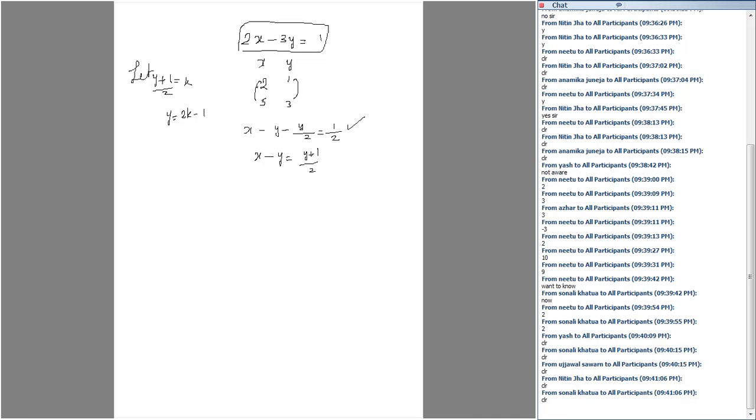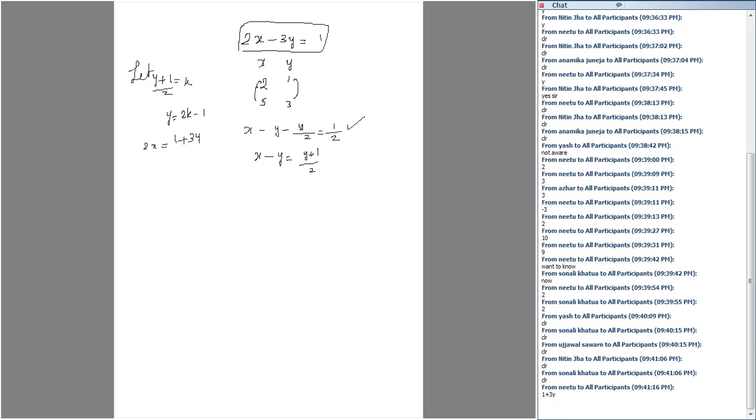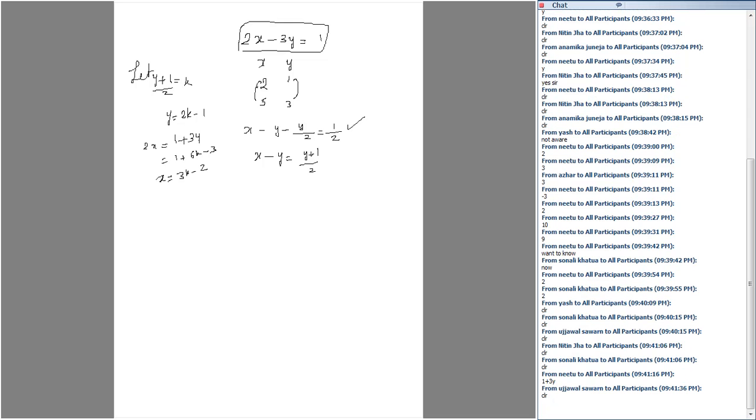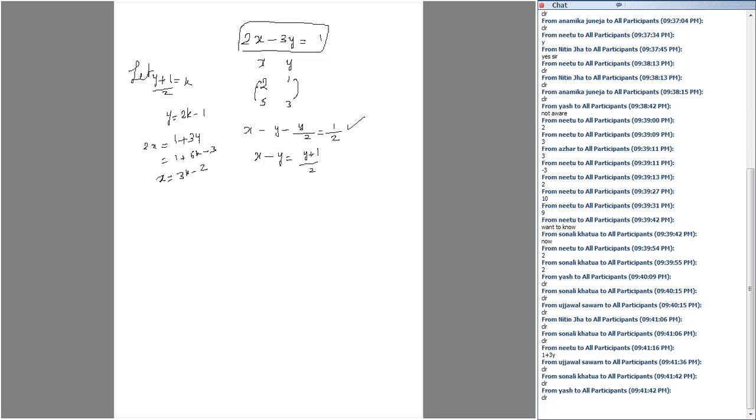What is 2x? 2x equals 1 plus 3y, equals 1 plus 6k minus 3. So x equals 3k minus 2, or not? How many are clear? x equals 3k minus 2. y is 2k minus 1. x is 3k minus 2. Sorry, 3k minus 1.